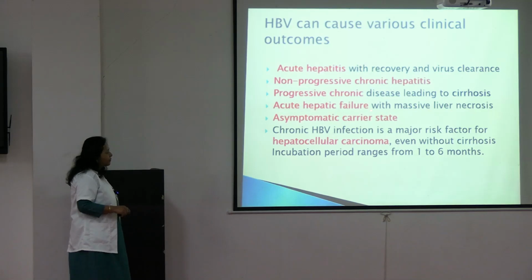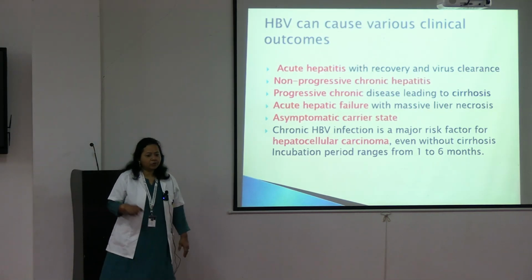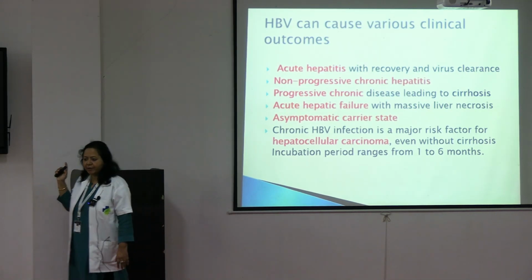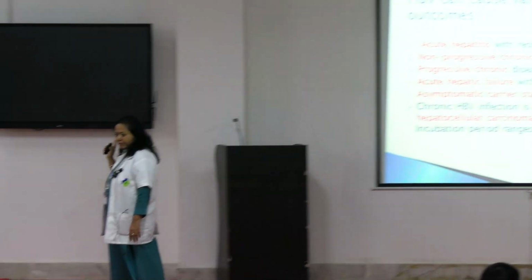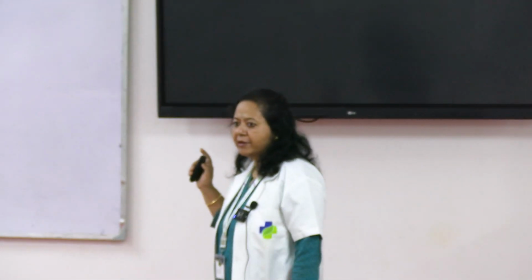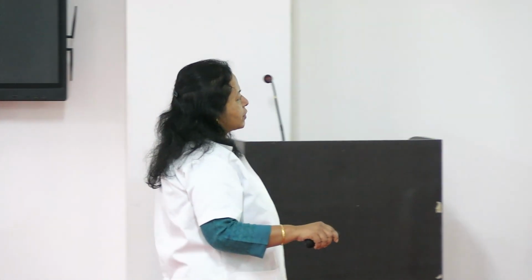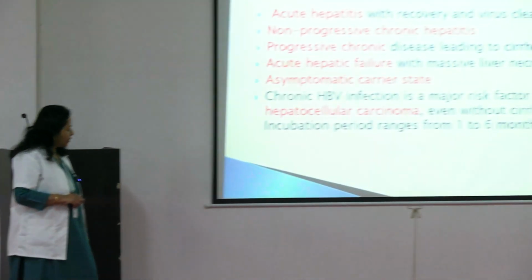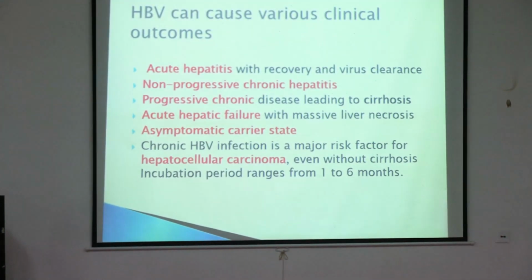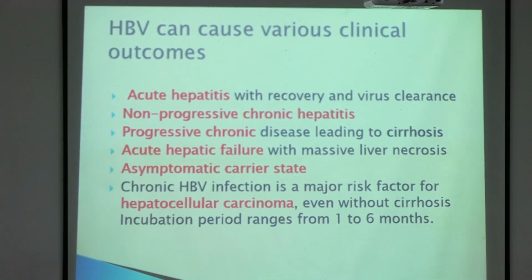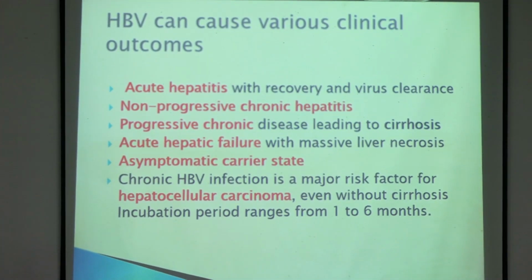Next is acute hepatic failure with massive liver necrosis. On the first day I showed you 500 and more functions of the liver. With liver failure, all the functions will be gone, so the consequences are very bad. There is also the asymptomatic carrier state. This is a carrier with no symptoms, so the patient doesn't come to you. Patients with hepatitis usually have all those jaundice symptoms we have seen.